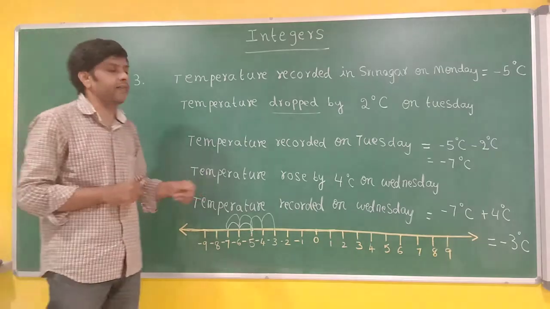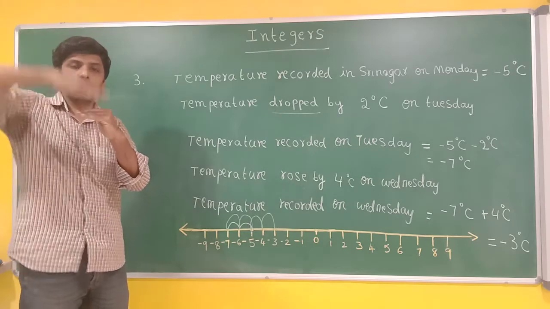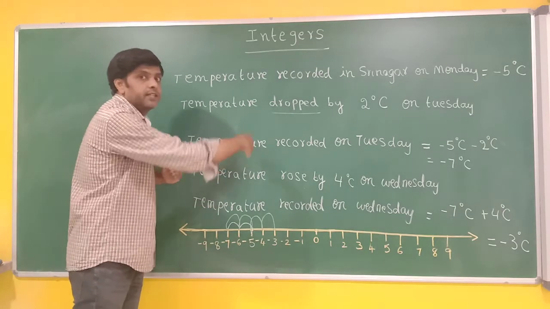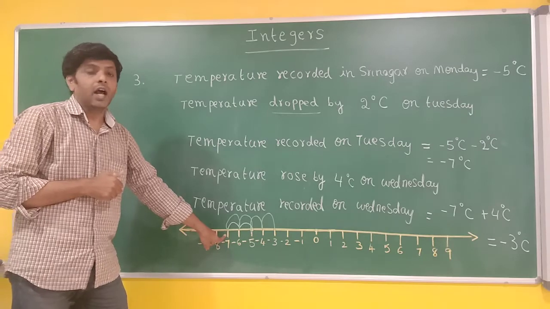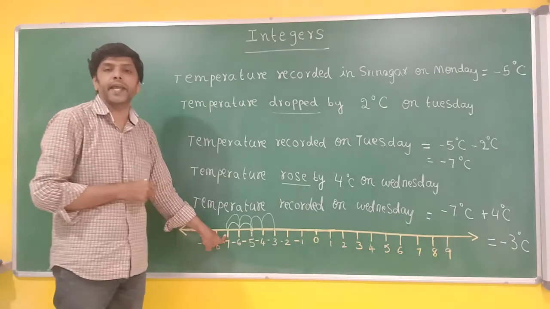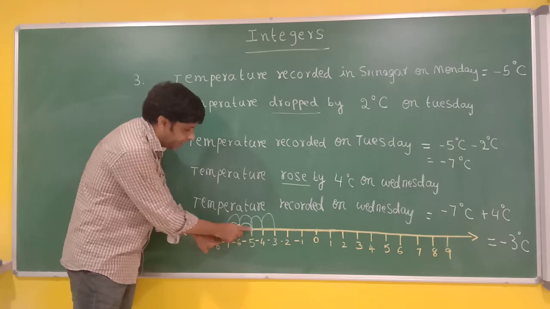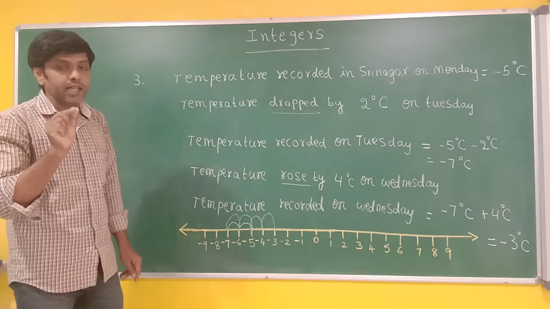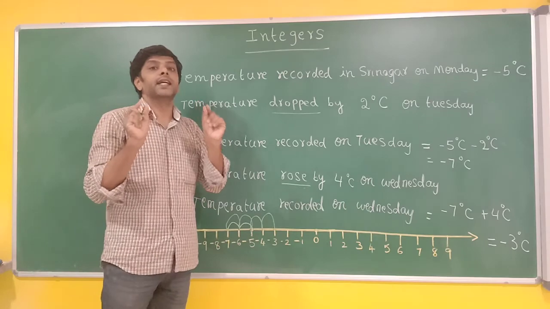Now, what happened on Wednesday? Temperature rose. See my hands? Rose means increased. So, when the temperature is increasing, we should go right side. From where should we start? We should start from -7. And temperature increased by how many degrees? 4 degrees. So from here 1 degree, 2 degrees, 3 degrees, 4 degrees. So what is the temperature recorded in Srinagar on Wednesday? -3 degrees Celsius.